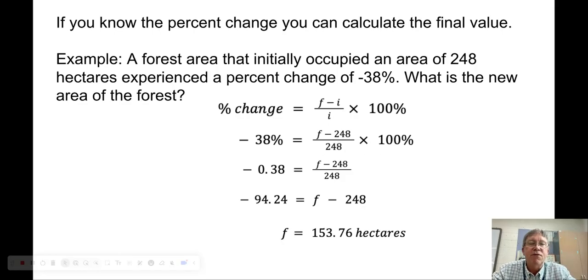And now I just solve it. The first thing I'm going to do is divide by 100%. That gives me negative 0.38. Now I'm going to multiply by 248. And I get this. Keep in mind that negative value is going to be very important. And now I'm just going to add this to both sides to isolate the final value. And I see it's 153.76. And I know I did it right because this value is smaller than the starting value. And that makes sense given the fact that I had a negative percent change.